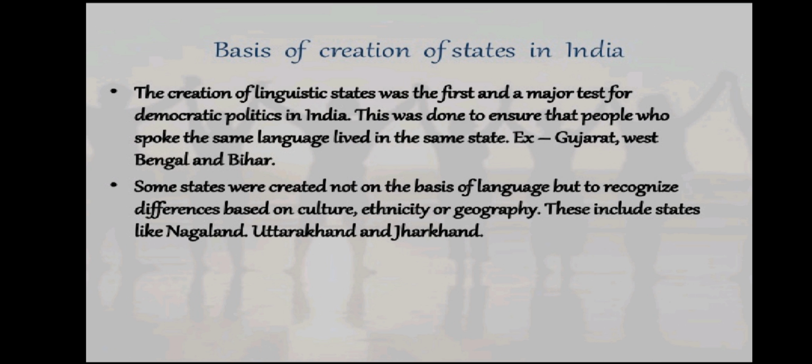The spirit of federalism, respect for diversity and desire for living together became a shared ideal in our country. So, what happened after 1947 when India was declared an independent nation? Previously there were provinces, but after 1947 states were formed. Now, how were these states formed? Gujarat, Bihar, Assam, Madhya Pradesh, Maharashtra, Punjab, Rajasthan, many more.